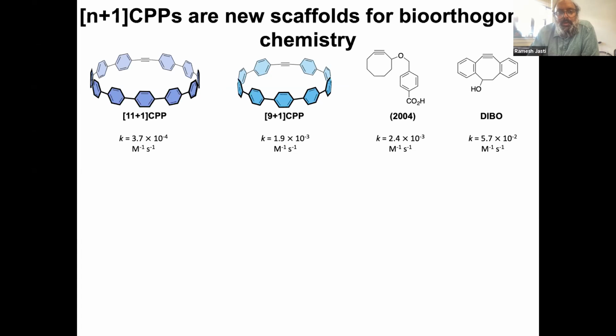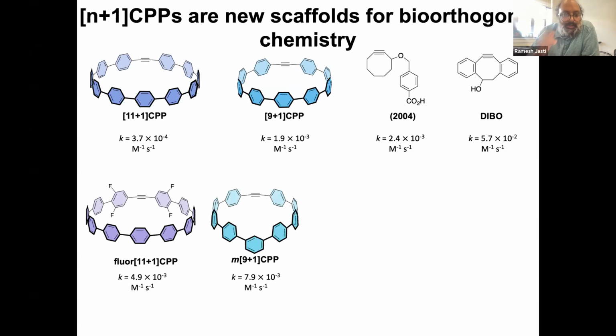But we thought, well, can we manipulate these structures and change the rates? So for example, what can you change, like put withdrawing groups on here, right? So we put some electron withdrawing groups and that accelerates the rate. Another trick that we were able to play is, if you make one ring across from the alkyne meta, it puts a lot of strain on the alkyne. We have ways to calculate those kinds of things, the strain, but that accelerates the rate.